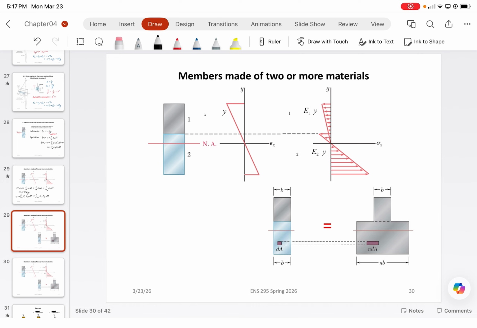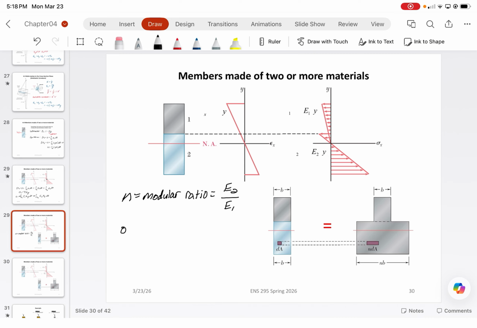So what we do is we define this new term. We call it n, which is basically just the modular ratio, which is just equal to the ratio of the given materials, E2 over E1. And what this does is it allows us to find an equivalent stiffness for material 2 to relate back to material 1. So, knowing this term now, we can rewrite everything for equilibrium.